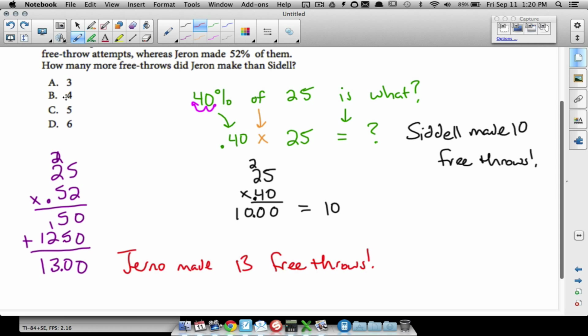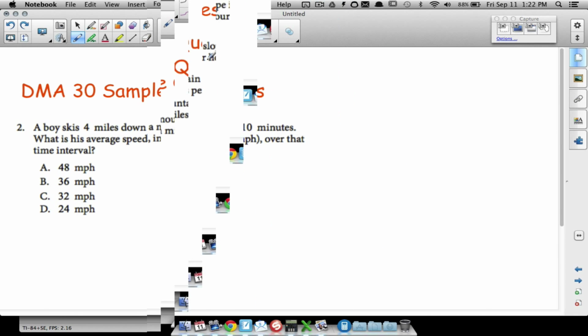Now the question says, how many more free throws did Jerron make than Seidel? Well, Jerron made 13, Seidel made 10. Jerron made 3 more than Seidel did. All you have to do here is subtract. So our answer to number 1 is A. Let's have a look at number 2.